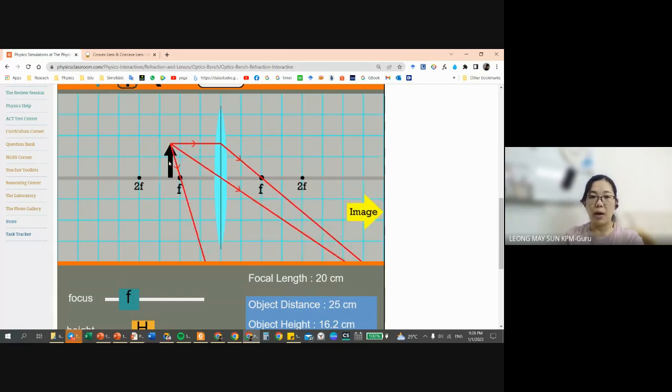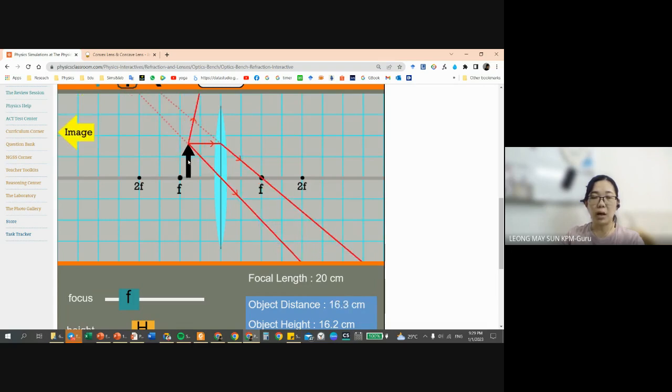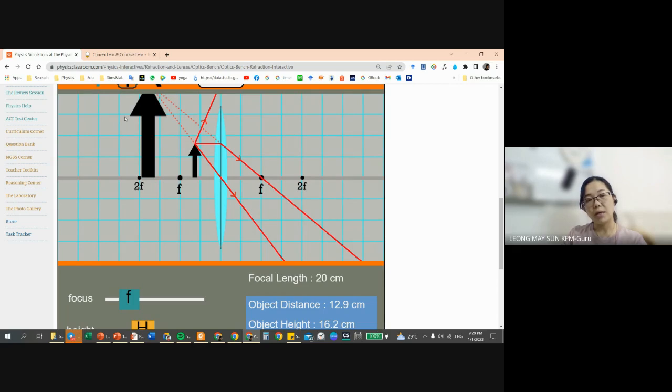All right, so when it reaches F, do notice the dotted lines. The two dotted lines are going to infinity. So here the image is formed at infinity. All right, and when you make it even closer, the image right now is on the same side as the object.